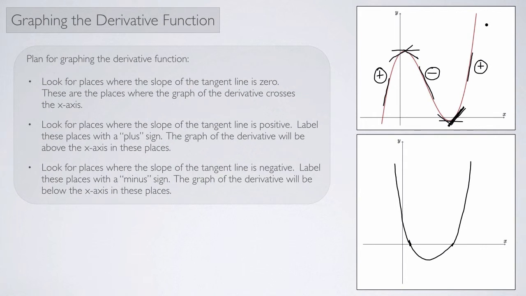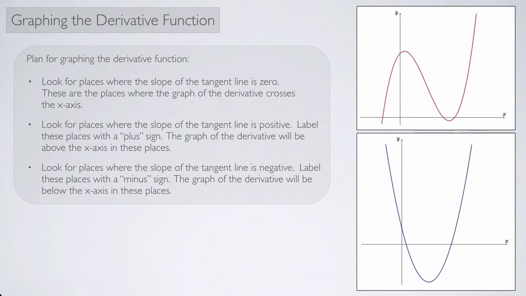If I were to call this function, say, f, I could label this as f prime. And let's look at what the actual derivative function looks like. So it looks something like this. And this looks roughly like the sketch that we had. It's a parabola, more or less. And we can see that we have the 2 places here where it crosses the axis, and it's positive over here, and positive over here, and then negative down here.